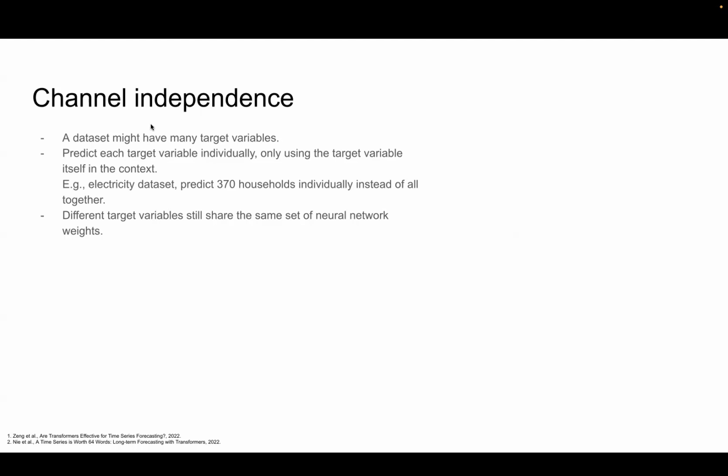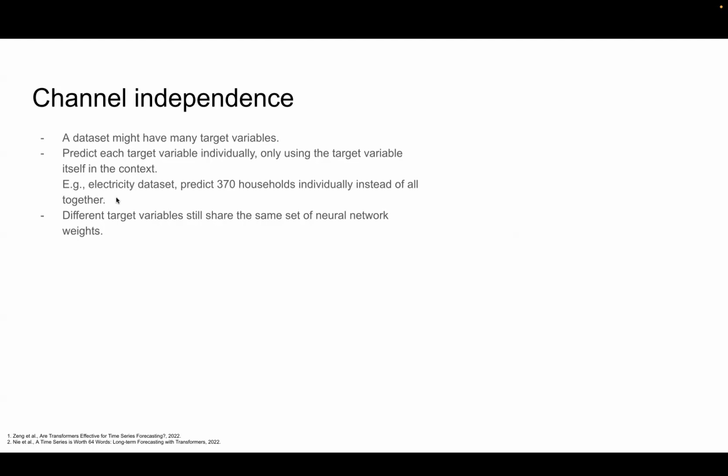And the third technique is called channel independence. So a data set might have many different target variables. And what channel independence does is that instead of predicting all the target variables altogether, maybe we can predict each target variable independently. And when predicting that target variable, we only look at the same target variable in the context instead of looking at all the target variables in the context.